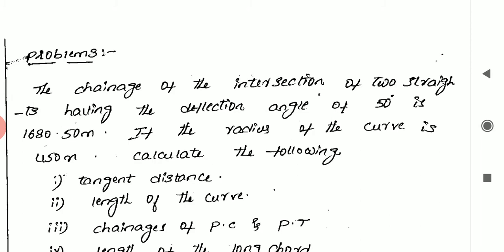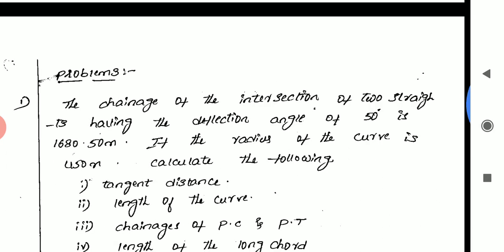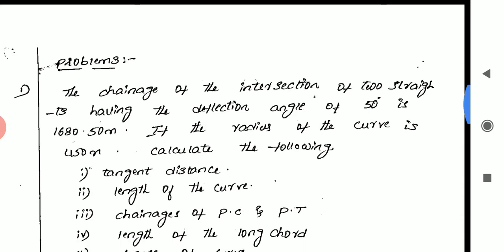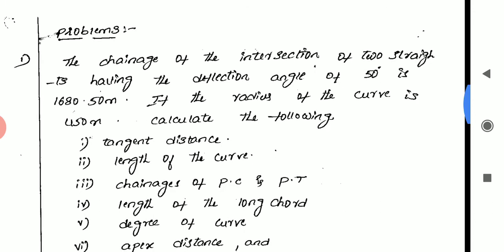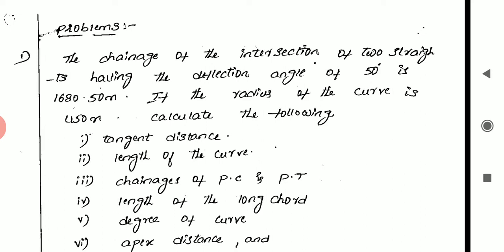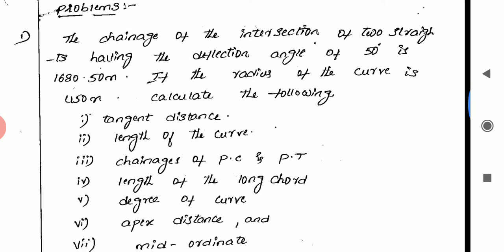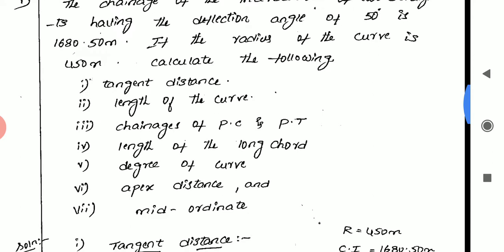The chainage of the intersection of two straights, having a deflection angle of 50 degrees, is 1680.50 meter. If the radius of the curve is 450 meter, calculate the following. First one is tangent distance. We have to calculate length of the curve. We have to calculate chainages of point of curve and point of tangent.